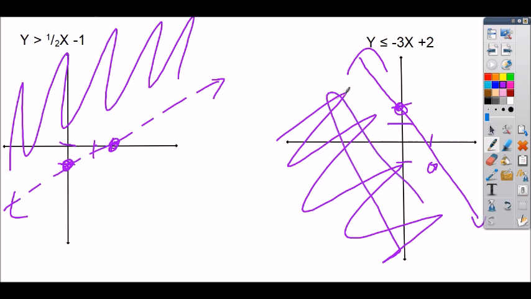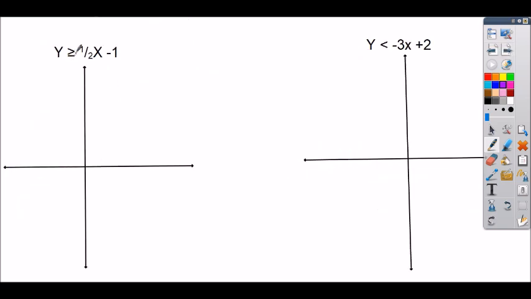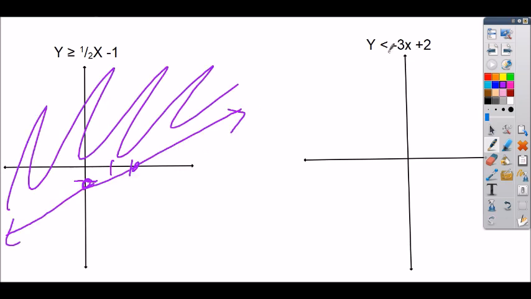So that means any answer I can think of below the line is good, and any answer touching the line is good. And graph, this is going to be a solid line because it's or equal to, and then I'm going to shade above it because it's greater than. This one is going to be a dashed line because it's just less than. It's going to be below it because it's less than.